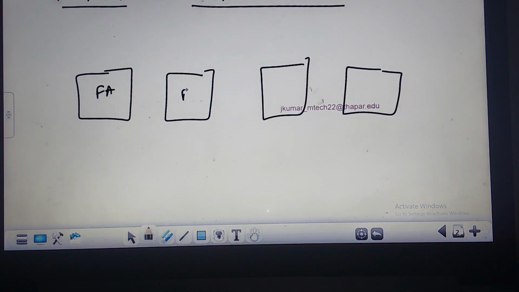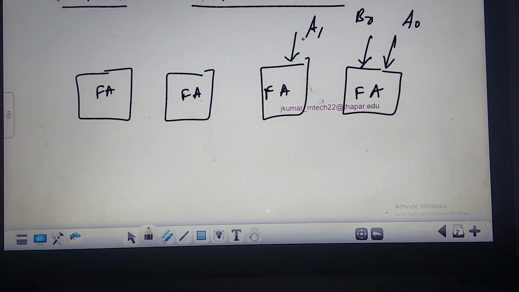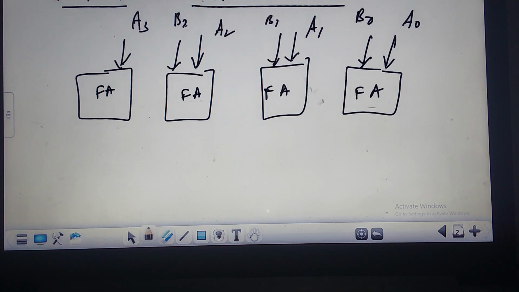This is one full adder, this is one full adder, one full adder, this is one full adder. So what are the inputs? Let's take A0, A1, A2, A3 as the main input, right? B0, B1, B2, B3 are the second input, correct? And for a full adder, how many inputs will be there? 3 inputs. So this input is coming from the previous stage, C in, or I can write C minus 1.